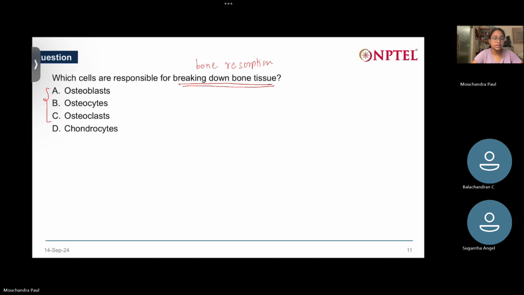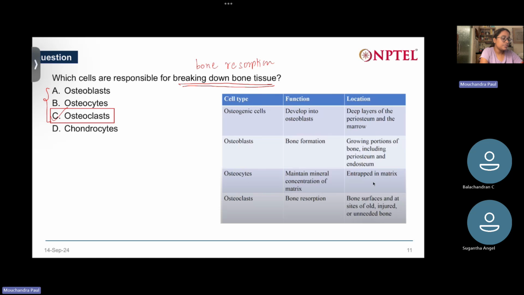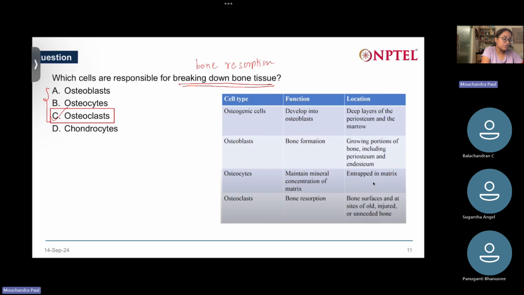Osteoclast. Yes, you're correct. So osteoclast cells are responsible for bone resorption, and they are found at the bone surfaces which are old and injured, and need to be replaced, right? So they are found near those bone surfaces.